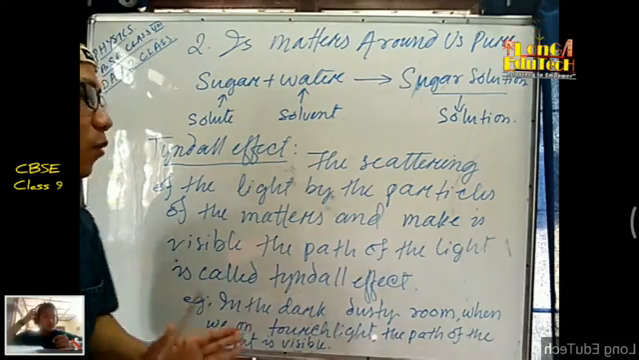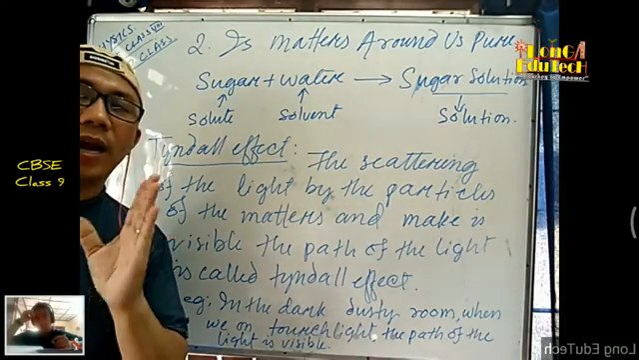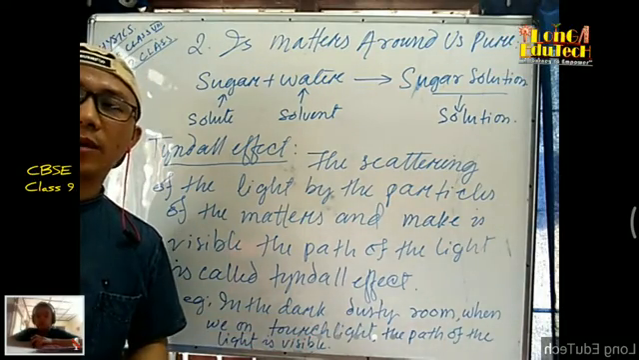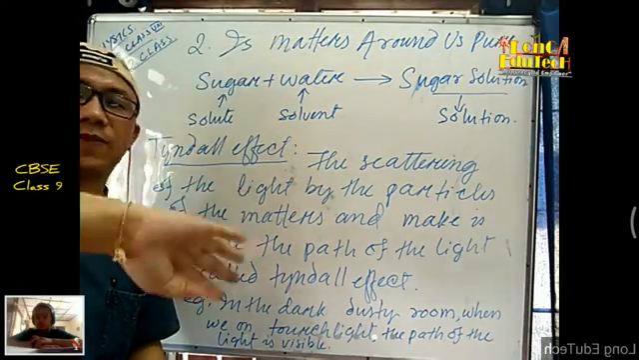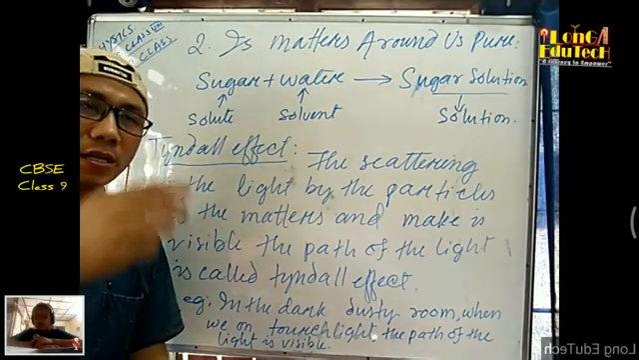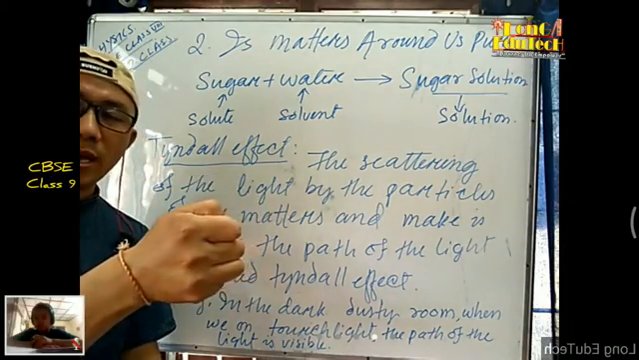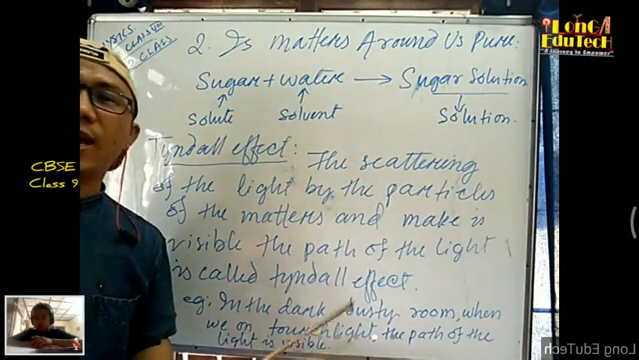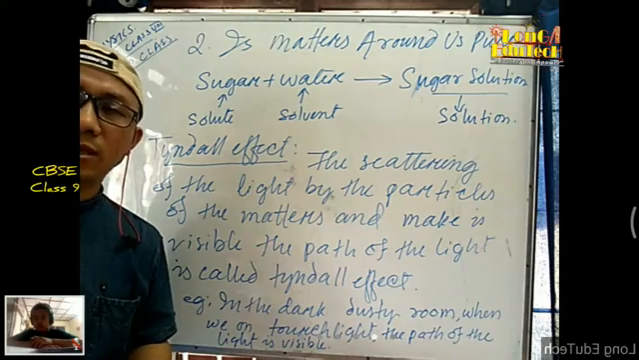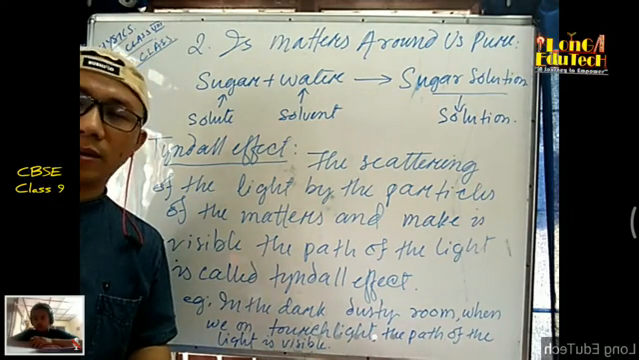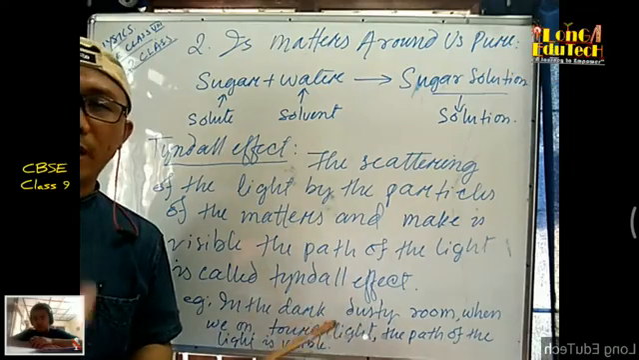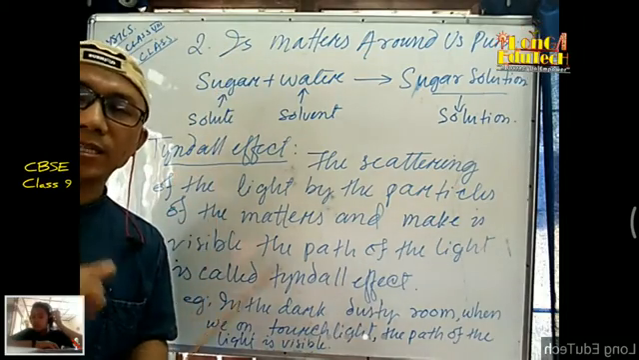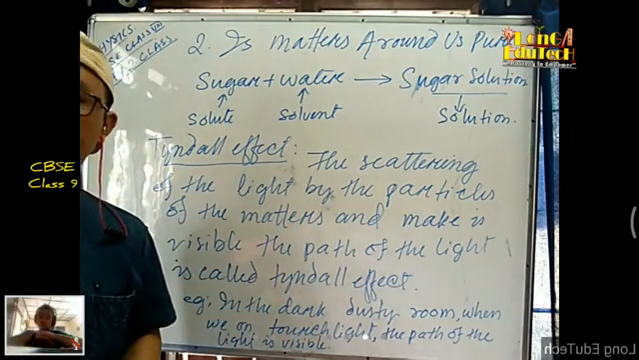So how is it possible? Because the light is scattered by the particles. When your room is dusty, many particles like dust are flying around, right? So when you switch on the torch, you will see the path of the light. But by itself, you cannot see the light. We cannot see the light, but its path is visible when the particles scatter it.